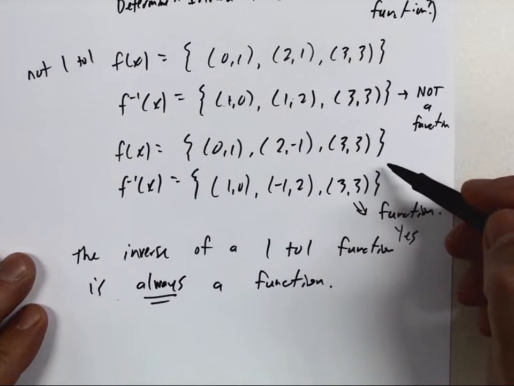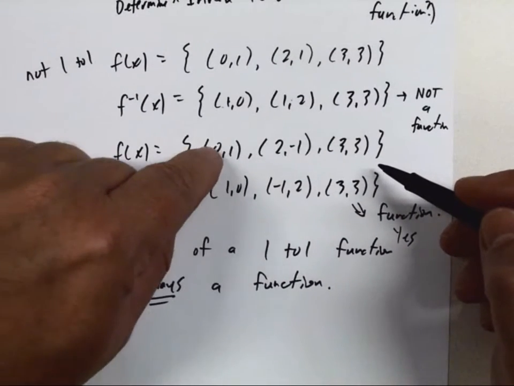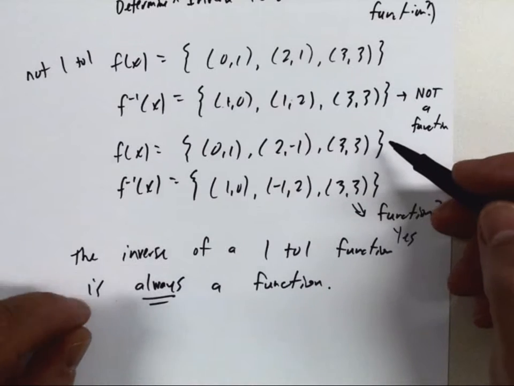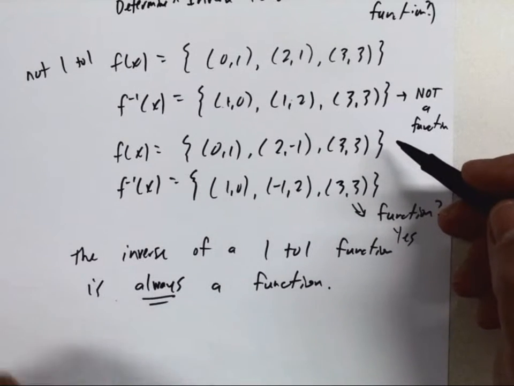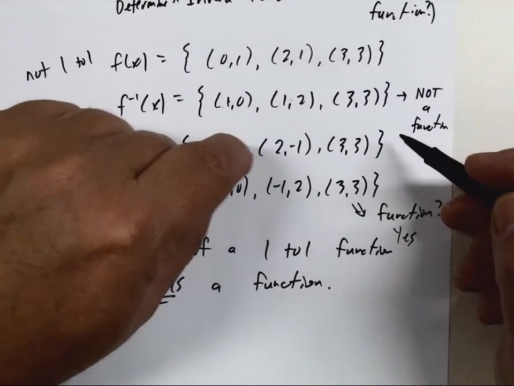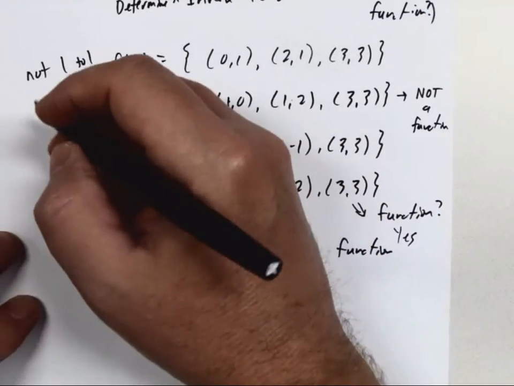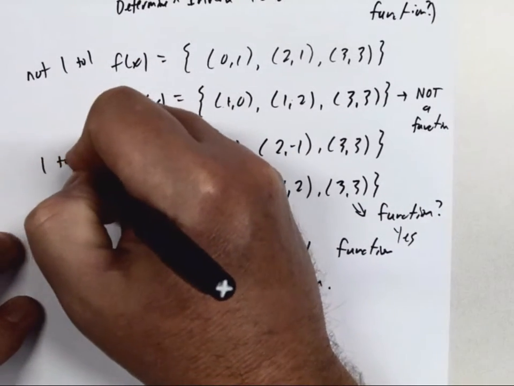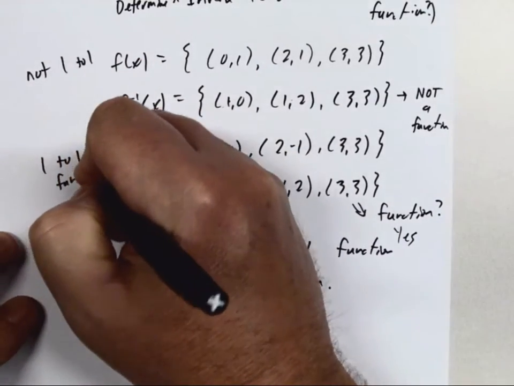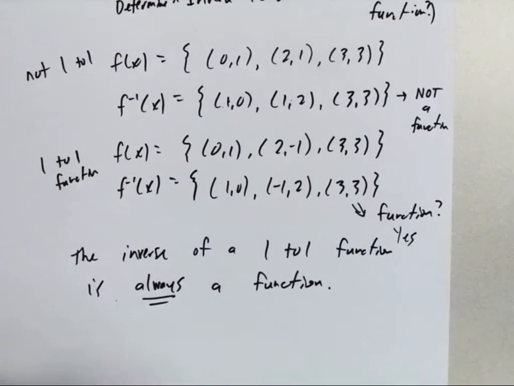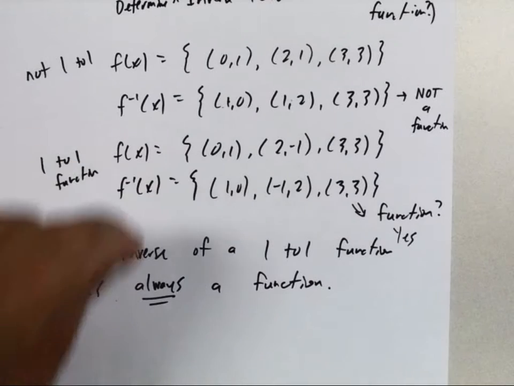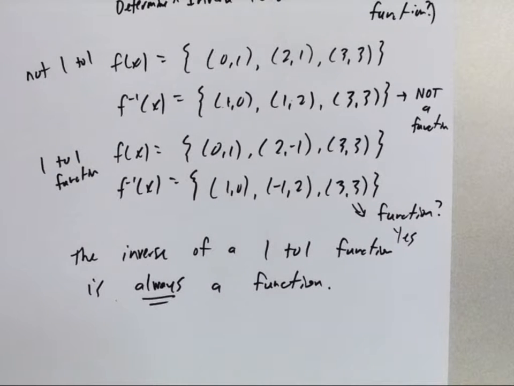The second, is it a function? 0, 2, 3, yes. Is it a 1-to-1 function? Now check the y's. 1, -1, 3. This one is a 1-to-1 function. That means I could say at this point, when I take the inverse of this function, it is also going to be a function.